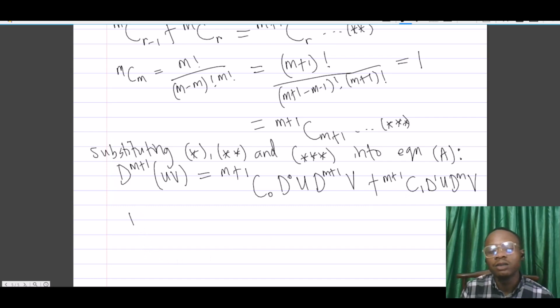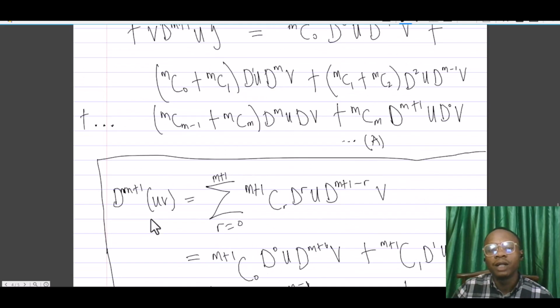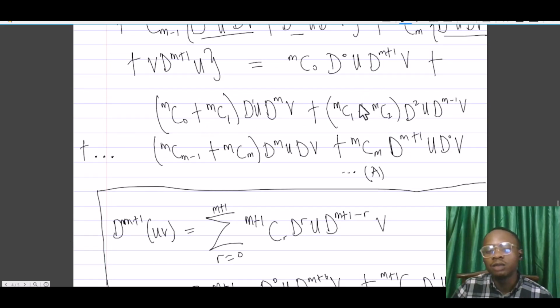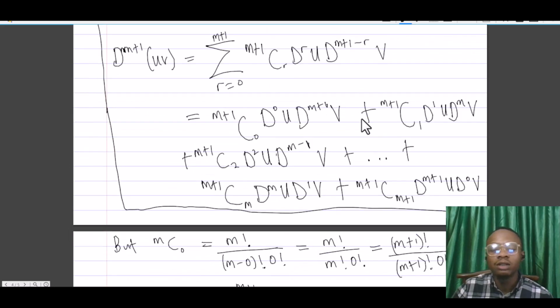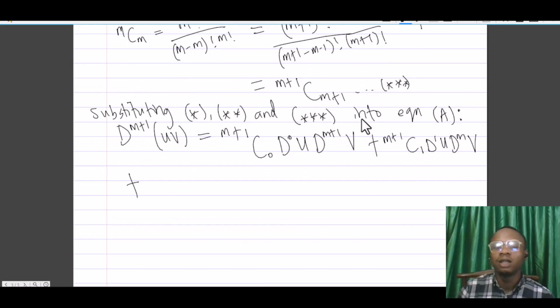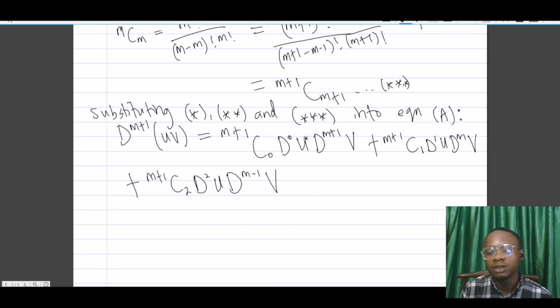And then the next one will be plus the next one. When we apply equation star star to the next one, this will be m plus 1 combination 2. So, as expected, m plus 1 combination 2, then d squared u, d m minus 1 b. So this keeps increasing from 0 to 1 to 2 and so on, while the power of this keeps decreasing from m plus 1 up to 0. So this pattern continues like that.